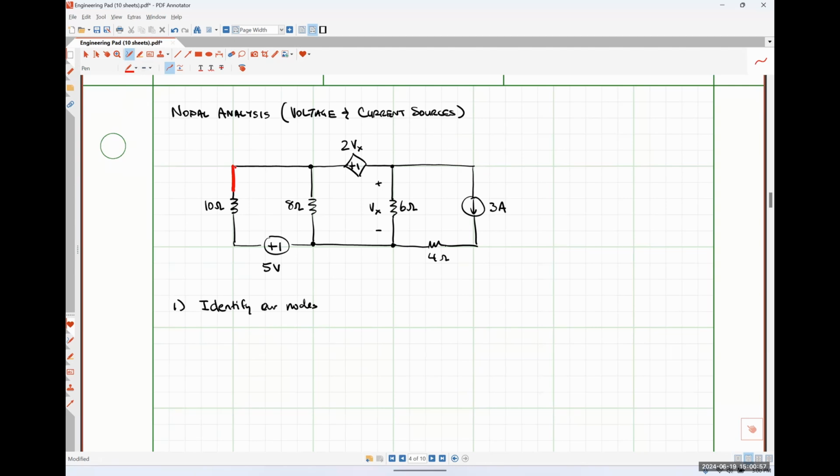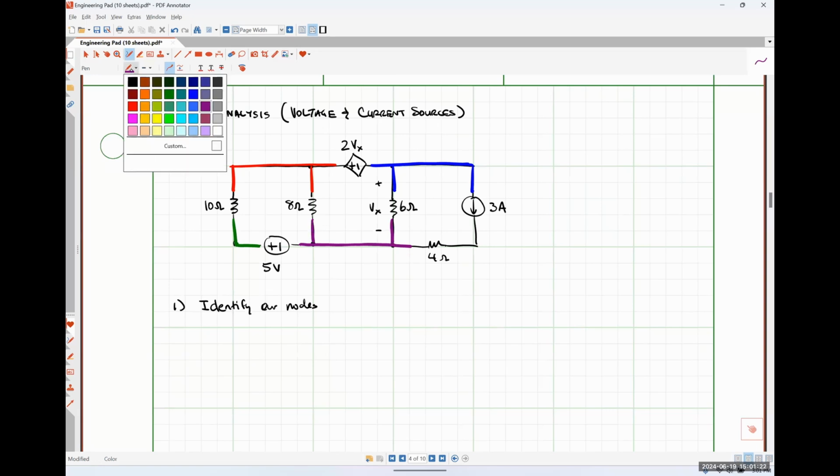So we've got this red node on the top left. We've got this blue node on the top right. We'll put a green node here on the bottom left. A purple node here in the bottom middle. And then lastly, an orange node on the bottom right, like so.